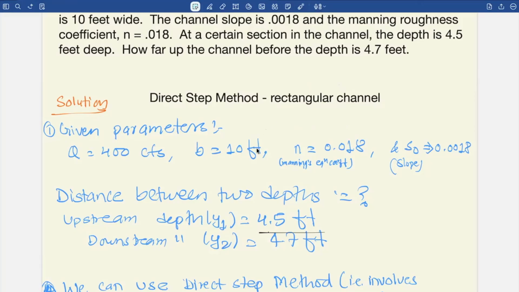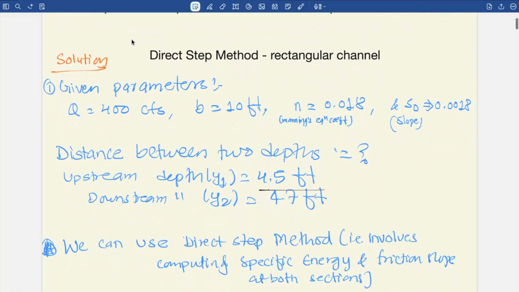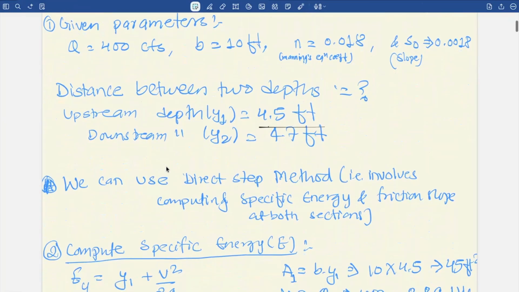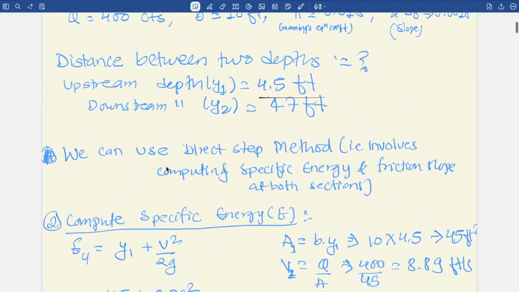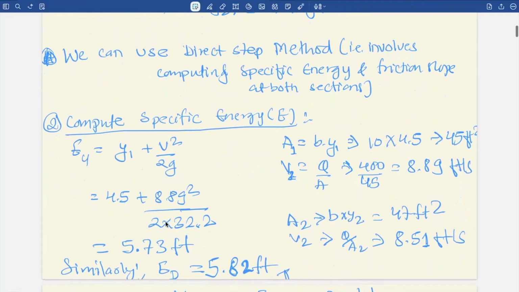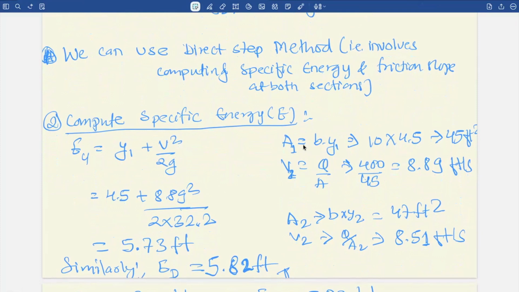Since all these are given parameters that I have written here, the second thing is we need to compute the specific energy at both sections, and our specific energy formula is given as y plus V squared divided by 2g. At upstream, our area will be equal to 45 feet squared, whereas V1 will be equal to 8.89 feet per second. So when we compute this area and velocity, we can directly input in the upstream specific energy formula, and we can compute that as 5.73.